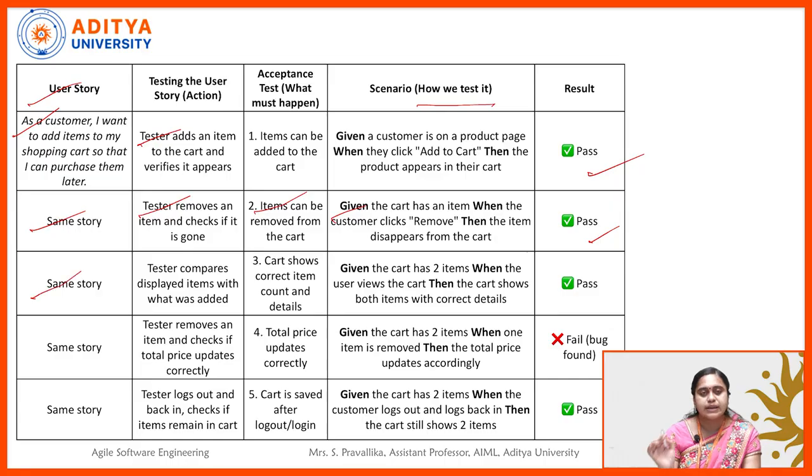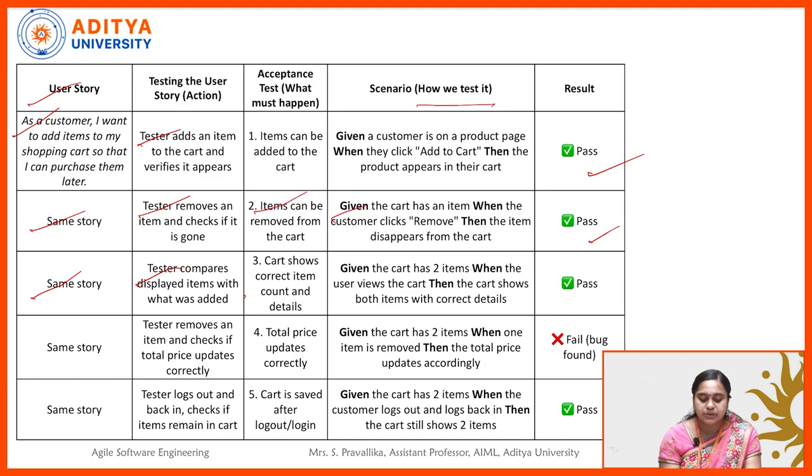Again we are going with the same story in the next phase. What was the tester doing here? The tester compares the displayed items with what was added. So what was he doing here? Initially he added some dress, then he added some grocery, then again he added one more item. It is of his choice. He added a list of 3 to 4 items. And what should be done? The cart should present the complete details in a correct way. If we look at the total price, the total price of all items should be displayed. So this is what we need to check. The tester compares the displayed items with what he added.